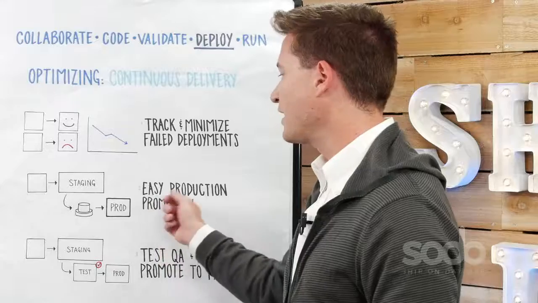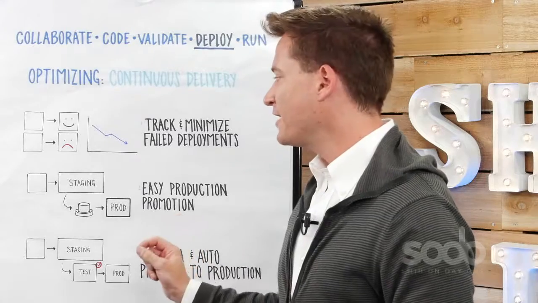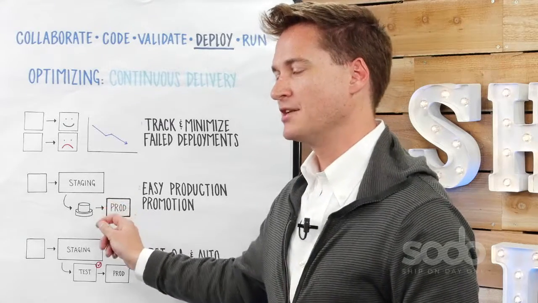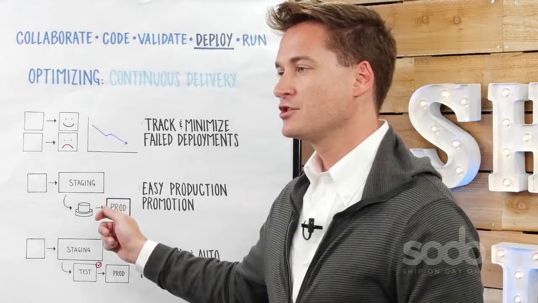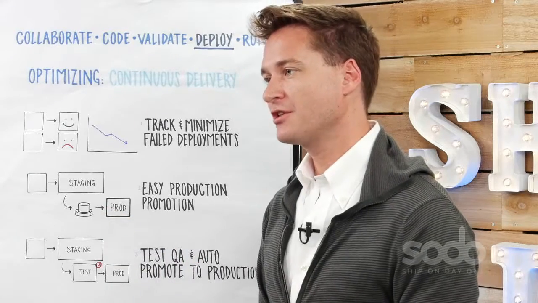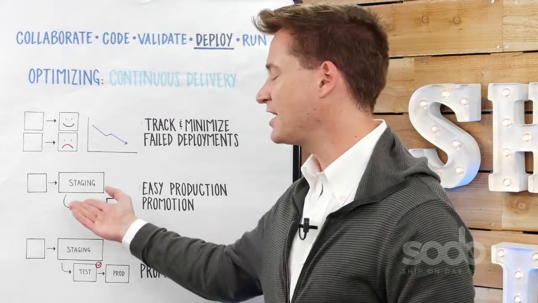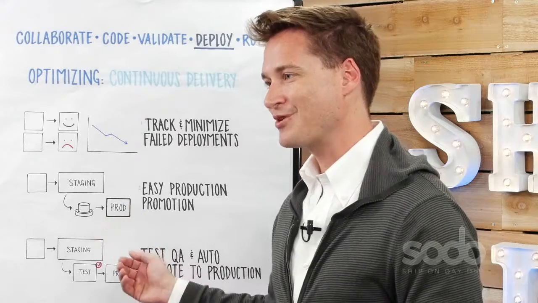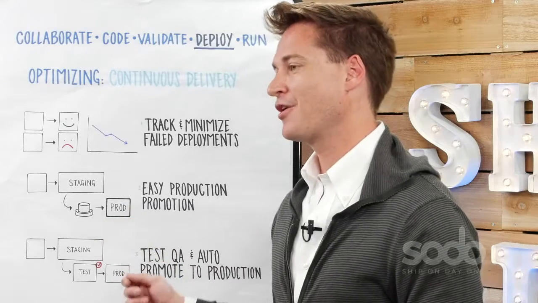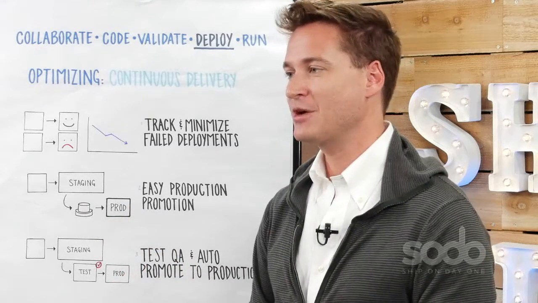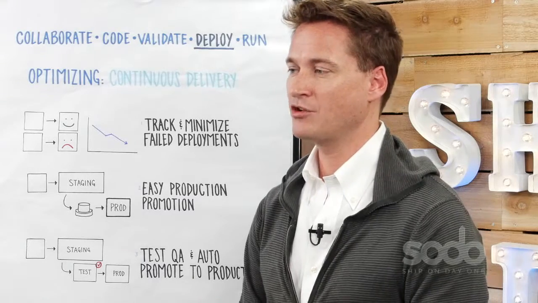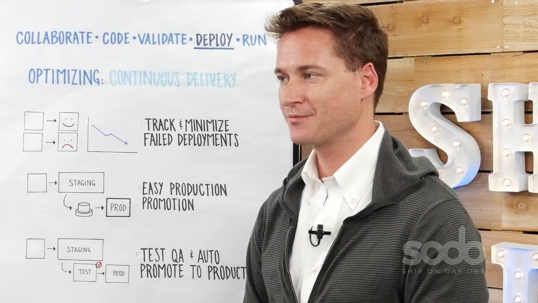Optimization 2. Easy production promotion. Think about having a virtual button between each of the stages. So, for example, if your continuous delivery system automatically deploys to staging, make sure that there's a place where you can go in and easily promote that artifact to production. That makes sure that there is only a single manual step in your production deployments.